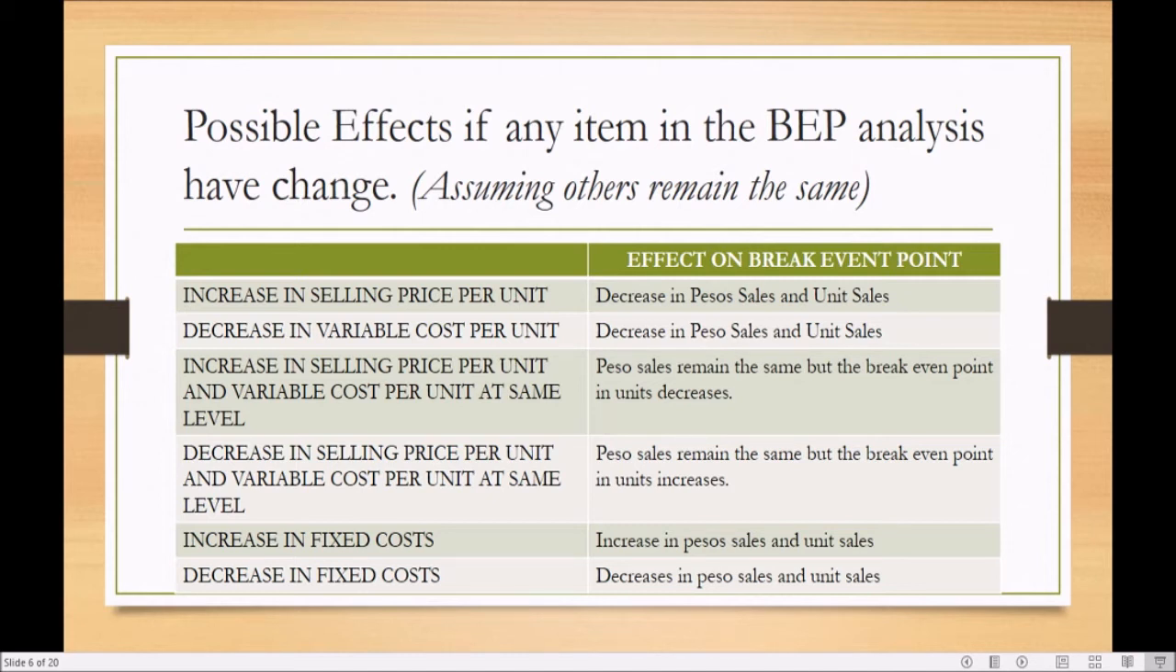Bababa ang peso sales at unit sales. Okay? How about if the variable cost per unit decreases? If there's a decrease in variable cost per unit, bababa. Ganun pa rin yung selling price. So, ibig sabihin, tataas yung contribution margin per unit. Okay? So, pag ganun, the effect is there will be a decrease in peso sales and unit sales. Okay? Kasi, tumaas nga yung contribution margin per unit natin.